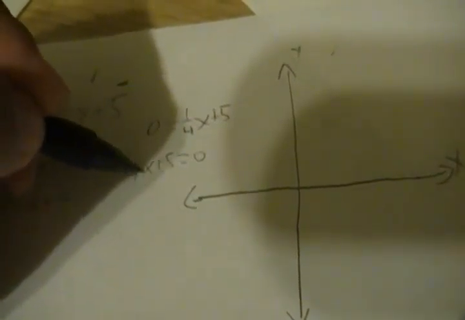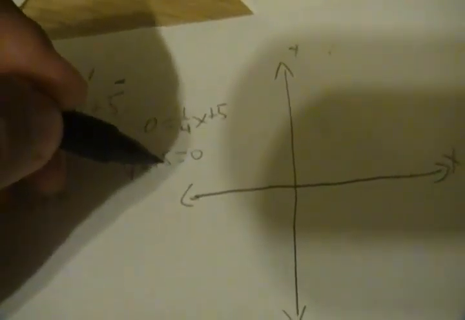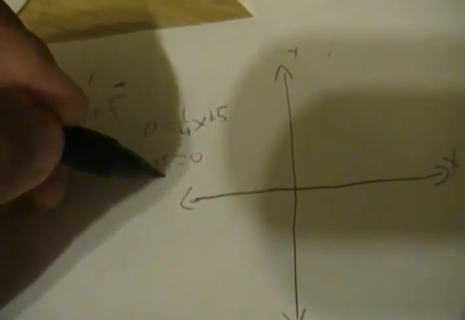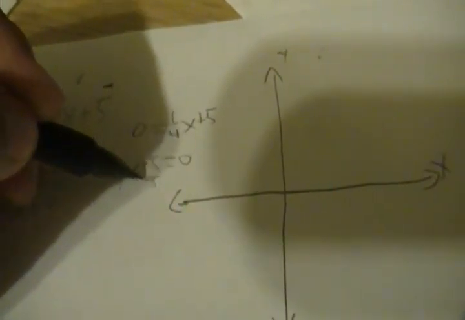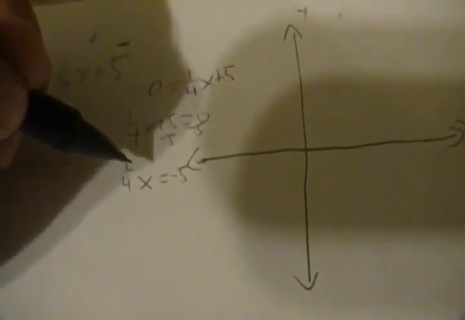Alright? Then let's solve for x. So let's isolate the variable. So we subtract each side by 5. Alright? So we get 1/4 x is equal to -5.